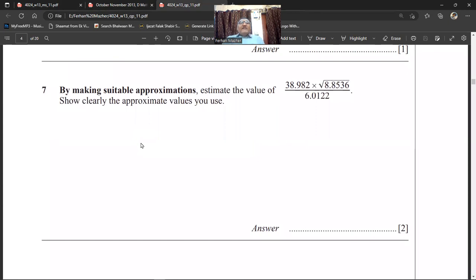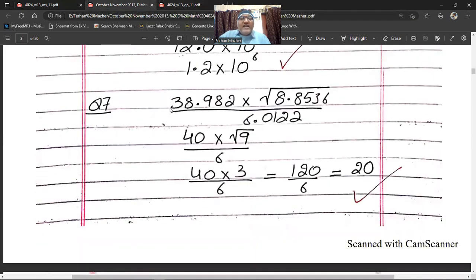Okay, question number 7. He says, by making suitable approximations, estimate the value of 38.982 multiply the square root of 8.8536, and the whole thing is divided by 6.0122. He says, estimate the value, show clearly the approximate values you use. So you see, 38.982 I can write as 40. The square root of 8.8 can be written as the square root of 9, and 6.0122 can be taken as 6. And then this calculation will become very easy.